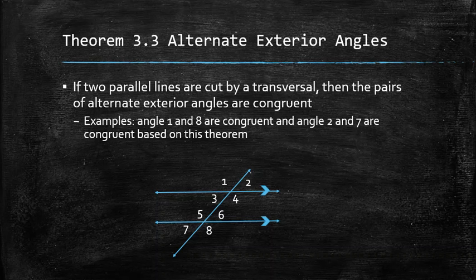The next theorem is the alternate exterior angles theorem. If two parallel lines are cut by a transversal, then the pairs of alternate exterior angles are congruent. For example, angle 1 and angle 8 are congruent, and angle 2 and angle 7 are congruent based on this theorem.